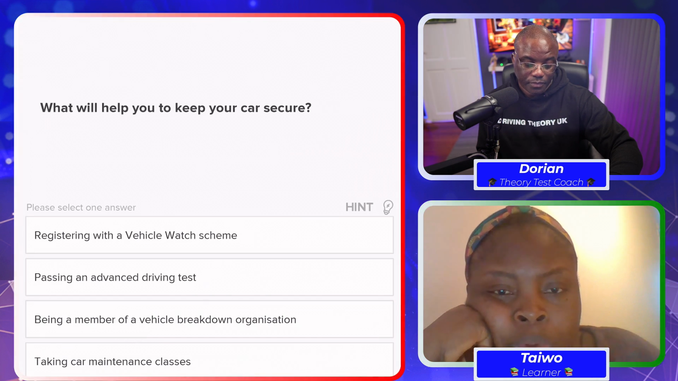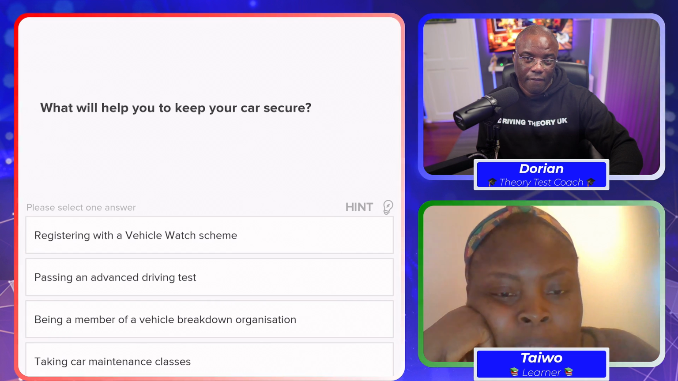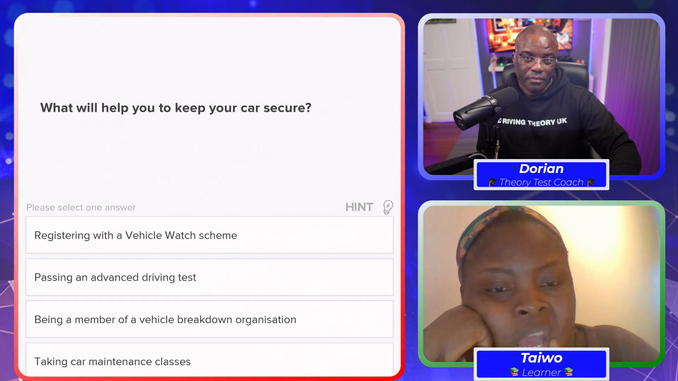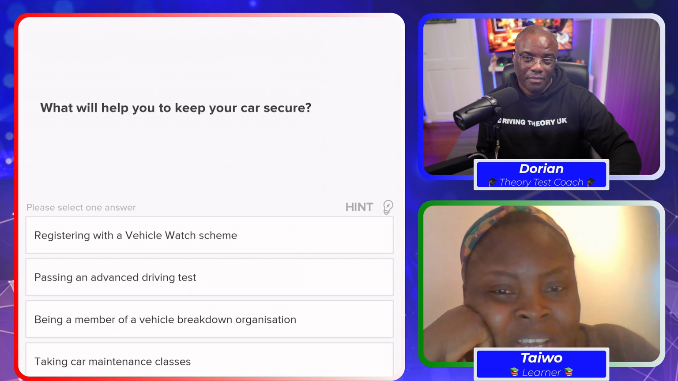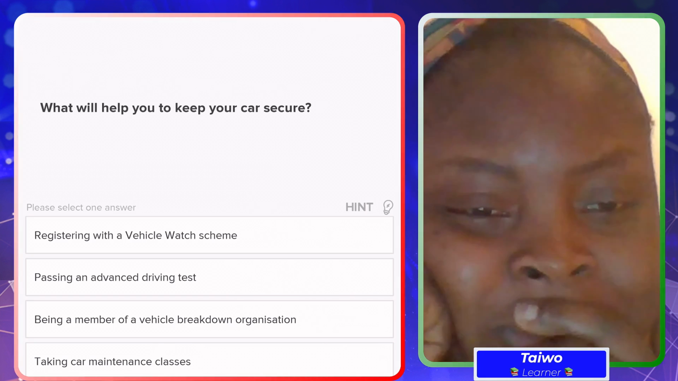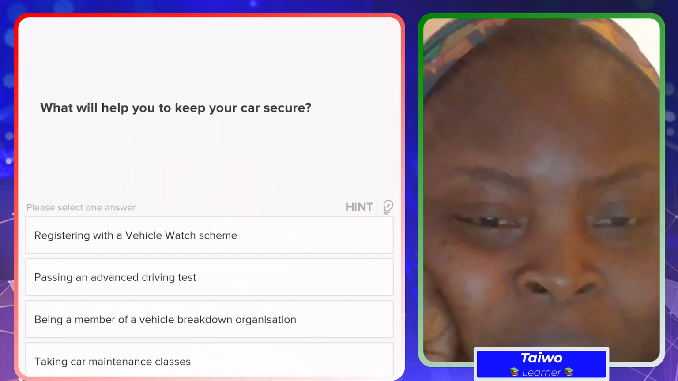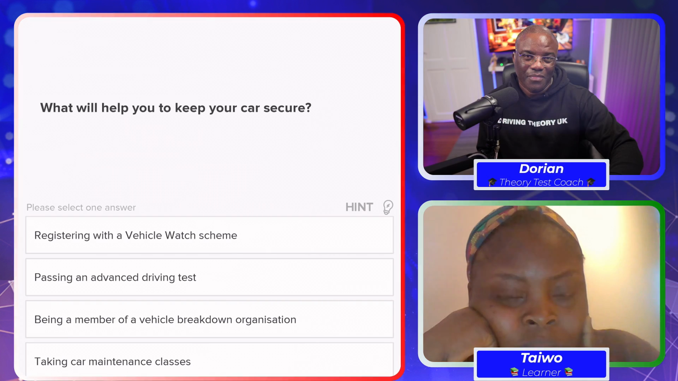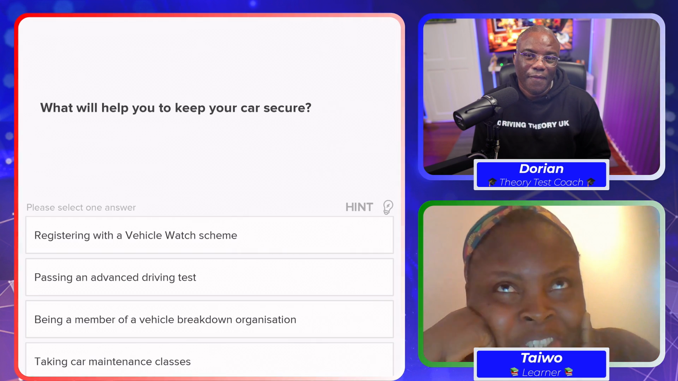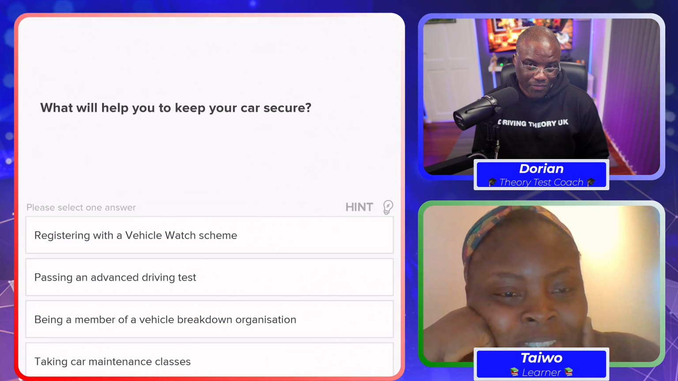What will help you to keep your car secure? Taking car maintenance classes. No, maintain. Being a member of a vehicle breakdown organization. The issue is always the options. Okay, just looking at the options.